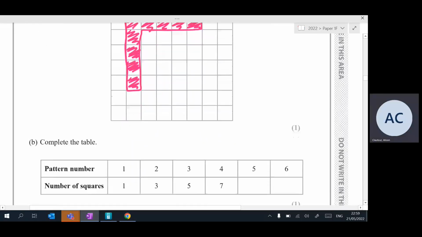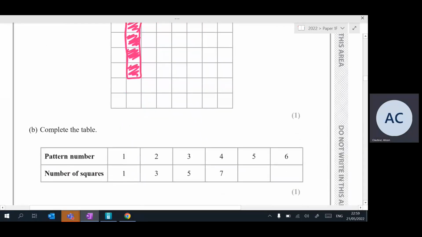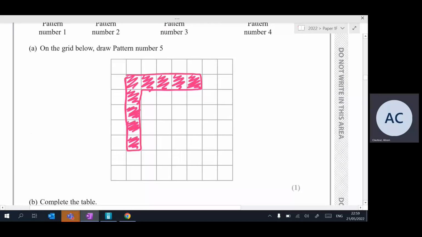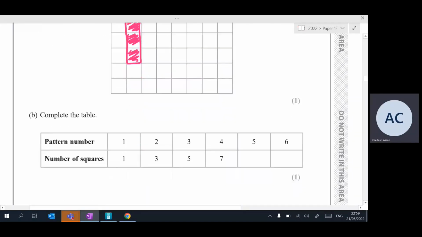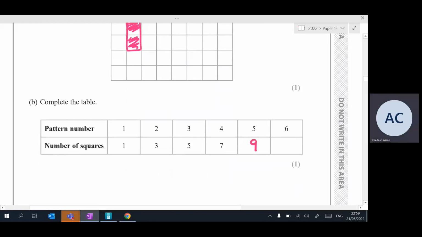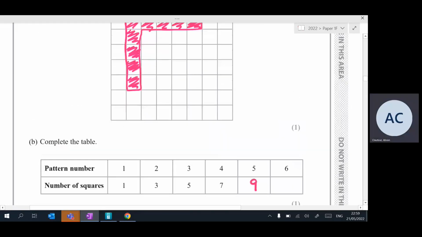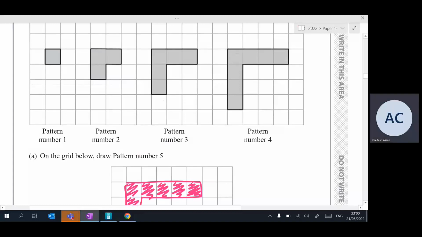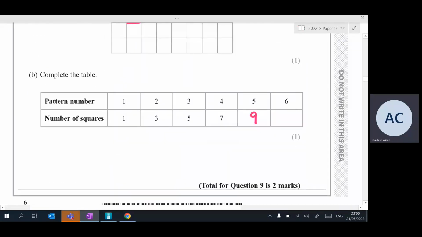And then complete the table. So pattern number 5, we count the squares that we've just done. We've got 1, 2, 3, 4, 5, 6, 7, 8, 9. Okay, so because we're adding on an extra square to each leg, so 1 here and then 1 here, 1 here, 1 here. We're adding on 2 every time, aren't we? So you can see these are going up in 2s, and my next one, without drawing it, would be 11.